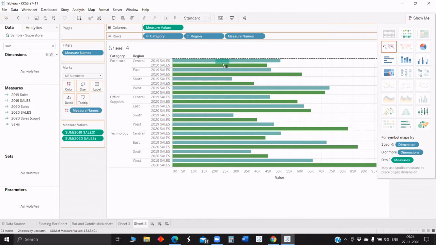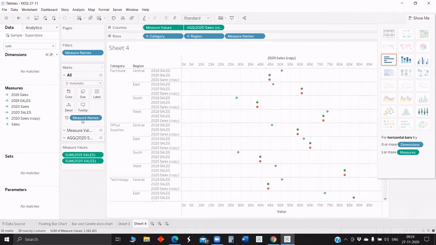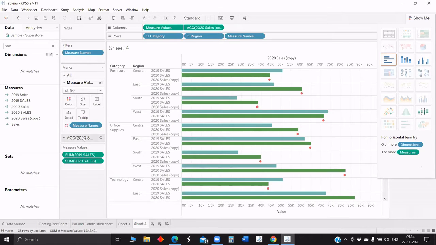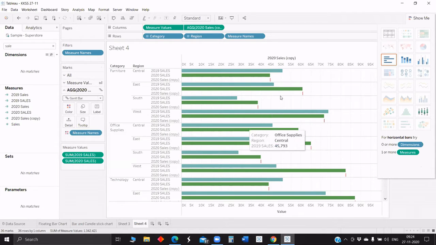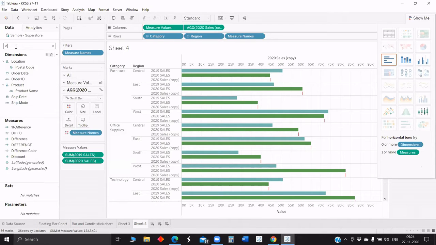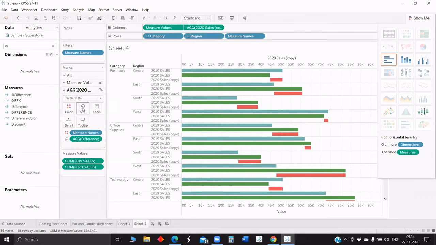We'll just pull it separately on the top. So now we have dual axis and we have a separate window for each. For measure values, we can change it back to bar, and this one we can change to Gantt chart. Now if we pull the difference here and reduce the size, we will get the candlestick. Reduce the size so it looks like so.